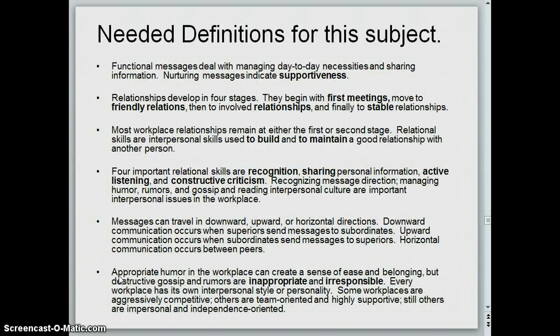Issues of interpersonal communication. Needed definitions for this subject. Functional messages and relationships. Here's just a review of all the things that we've been going over. Things like functional messages, nurturing messages, relationship in the 4 stages, the 4 important relational skills like recognition, sharing of personal information, active listening, constructive criticism.